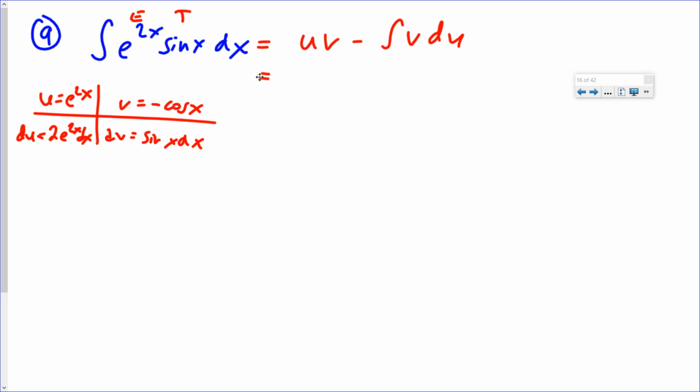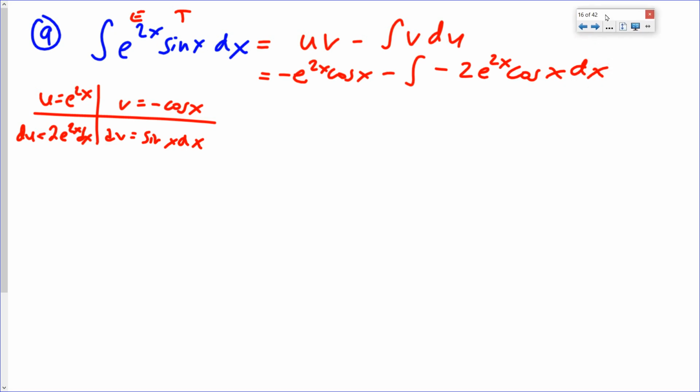Okay, so this is going to be equal to u times v. So u times v is negative e^(2x) cosine x minus the integral of v du. That's negative 2e^(2x) cosine x dx. All right, the negatives get a little bit confusing, but you just carry it through. This is a negative negative, so I know that's a positive.